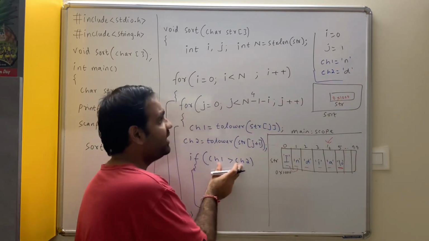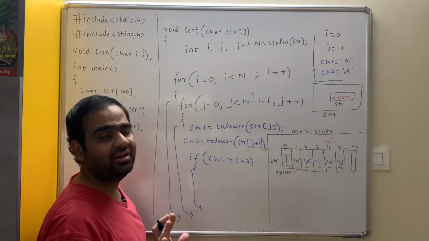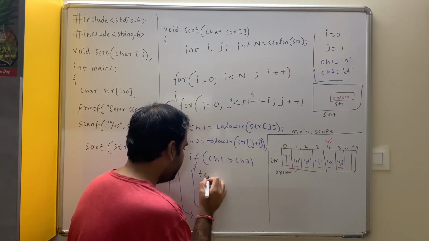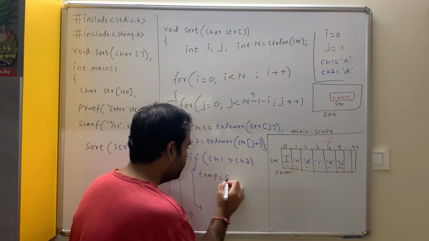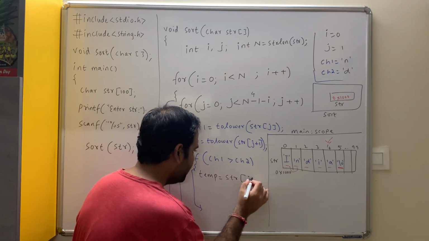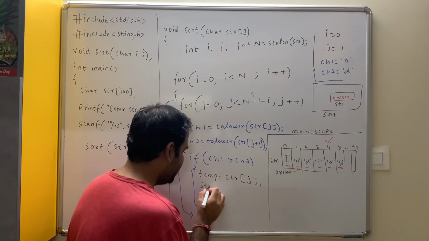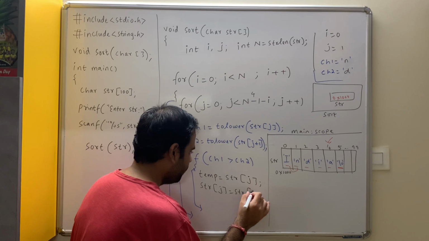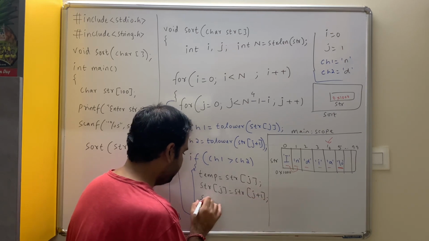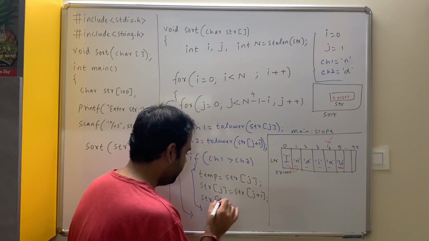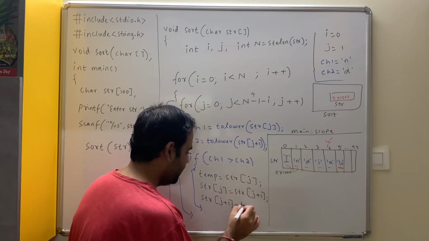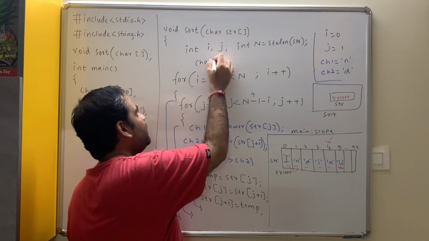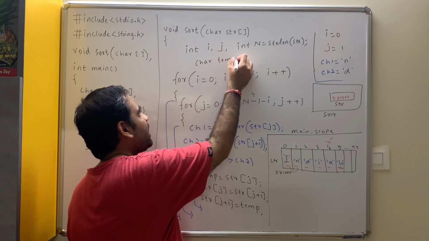Now you compare n greater than d. Yes sir, n is greater than d. Therefore, these two have to be swapped. And what do I write? temp is equal to str of j. str of j is equal to str of j plus 1. And str of j plus 1 is equal to temp. And what should be the data type of temp? It is char. I write char temp.